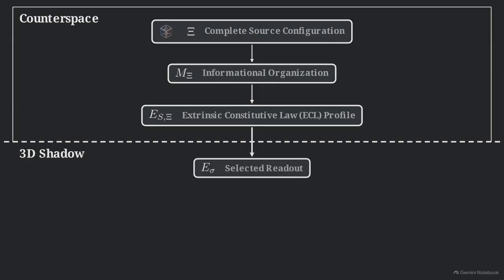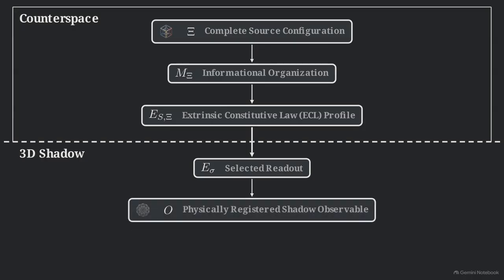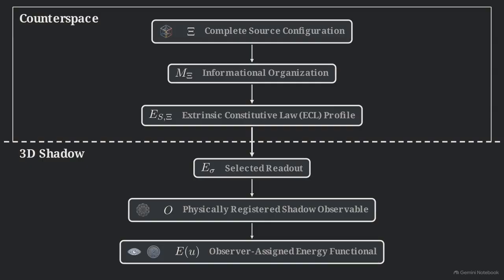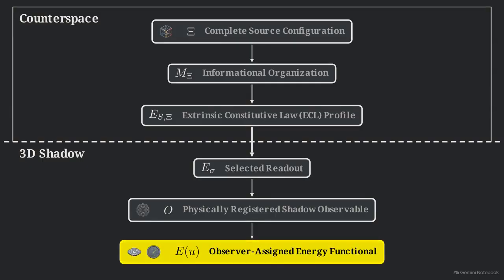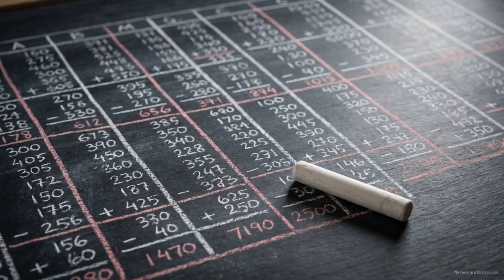Step 4 is the selected readout, the precise slice of that data being accessed by an observer or instrument. Step 5 is the physically registered shadow observable. This is the actual physical phenomenon, the real-world carrier we can measure. Step 6 is the observer-assigned energy functional. Energy appears nowhere else in this hierarchy. It only enters at the final step, after physical registration. It is an assigned calculation, distinct from counterspace and the laws that translate it.